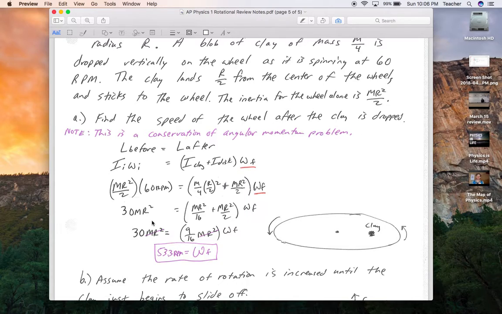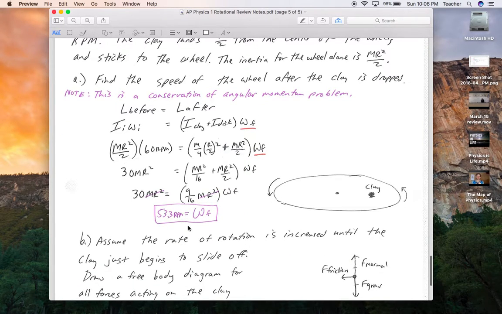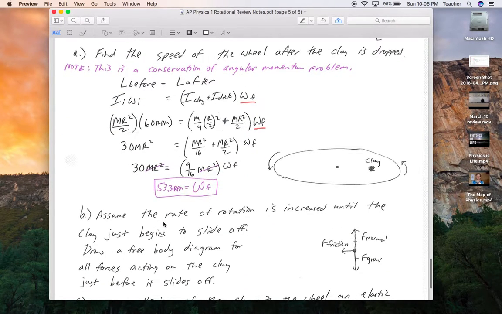I get before is 30 mr squared. This is pretty complicated. So the clay is m over 4 is its mass, r over 2 is its distance, but r over 2 has to be squared. The whole quantity r over 2 has to be squared. And those two things come up to mr squared over 16. And then the moment of inertia for the disk stays the same as it was before. So overall, I have a greater inertia at the end, therefore I'm going to have a lower speed, which is about 53.3 RPM.